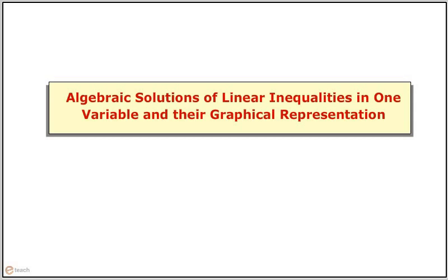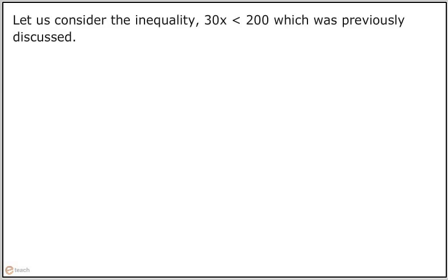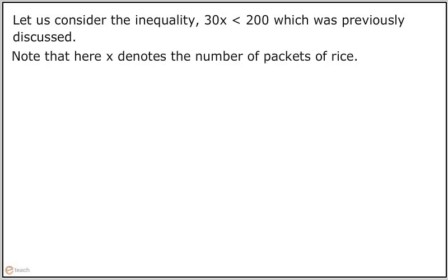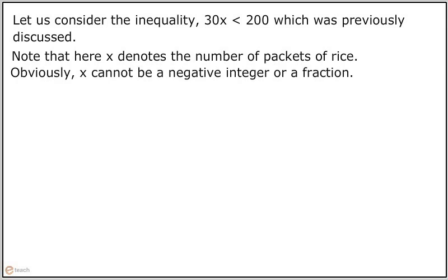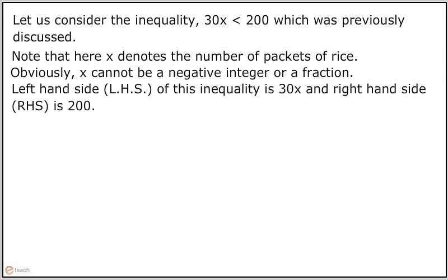Algebraic solutions of linear inequalities in one variable and their graphical representation. Let us consider the inequality 30x is less than 200, which was previously discussed as well. Note that here x denotes the number of packets of rice. Obviously, x cannot be a negative integer or a fraction. Left hand side of this inequality is 30x and right hand side is 200.